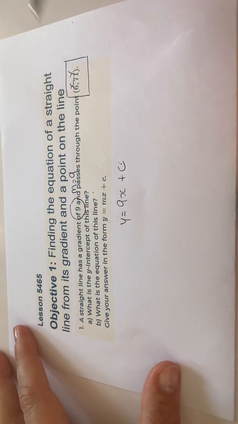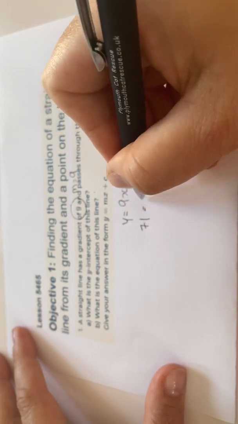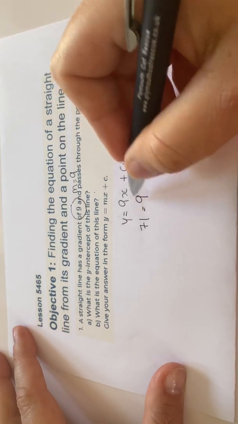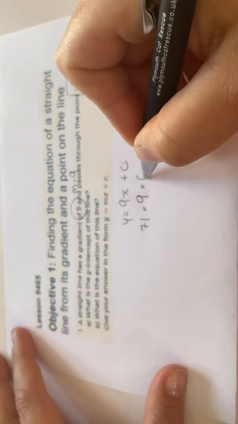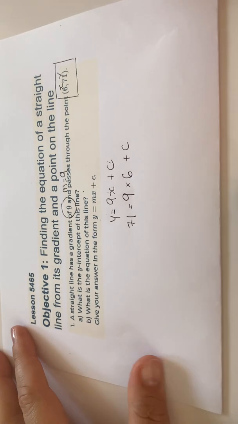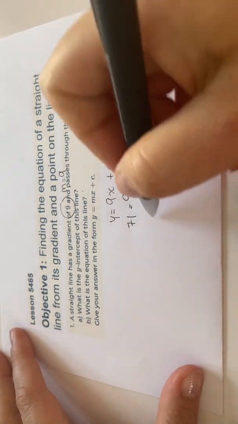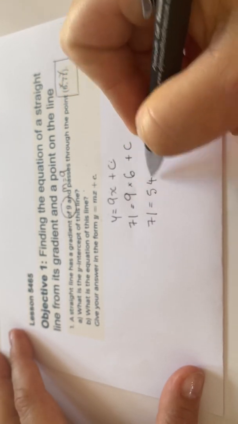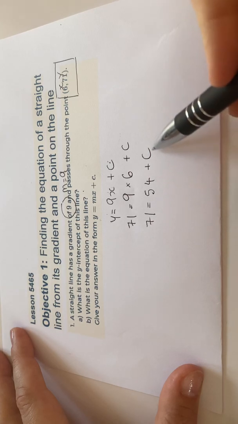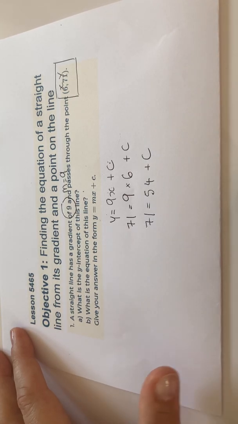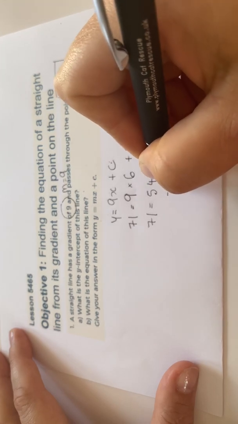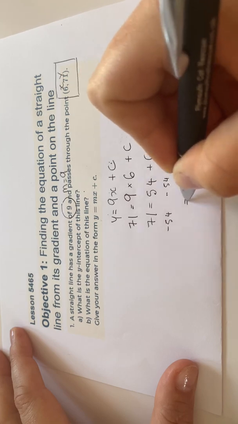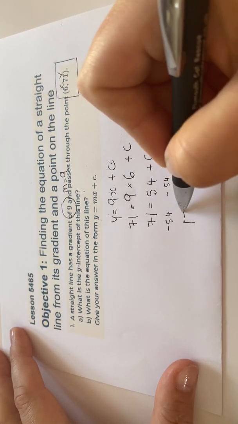So y is 71. So 71 equals 9, x is 6, so this 9x becomes 9 times 6. And then we don't know c. But if I tidy this up a little bit, 71 is equal to 9 6s are 54 plus c. I ended up with an equation that I'm able to solve. So all I have to do is take away 54 from both sides, and then c is equal to 17.